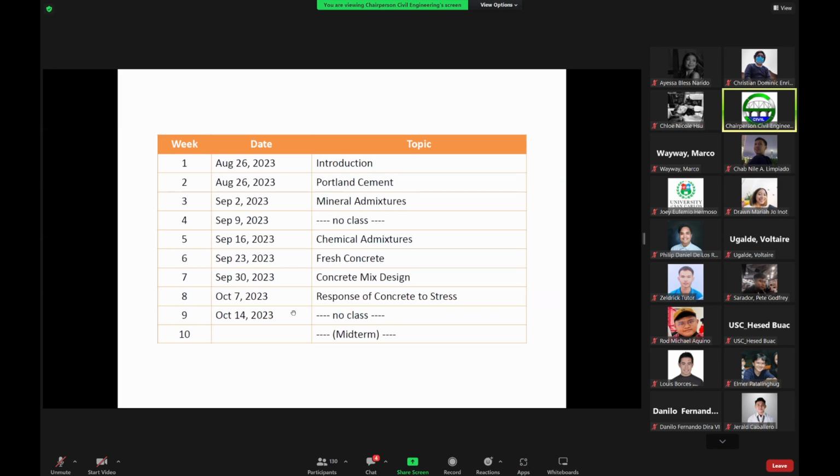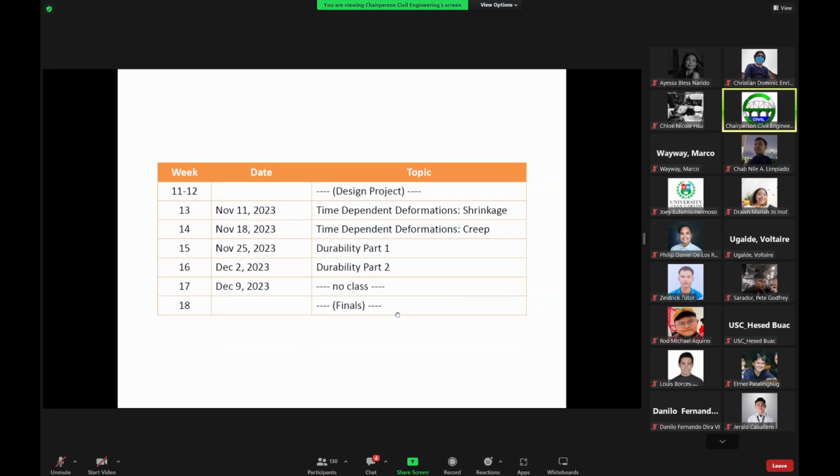Then no class on October 14. The week before our midterm week, I will not hold classes. That's the same for our finals: the week before our finals, I also will not hold classes. After your midterms, you'll have time to do the project for the class. Then we have lectures 7 and 8 after our midterms.